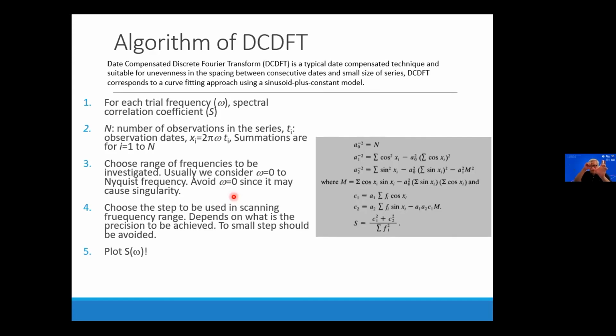So in order to create a good periodogram graph, of course, it's up to you to select the interval of the frequency trial there. Choose the step to be used in scanning the frequency range. It depends on what precision is to be achieved. A large step should be avoided, since a large step means the number of steps is too small, which means you have a very coarse result. So the size of the step must be small, which means the number of steps must be big. Okay? And plot S omega here.